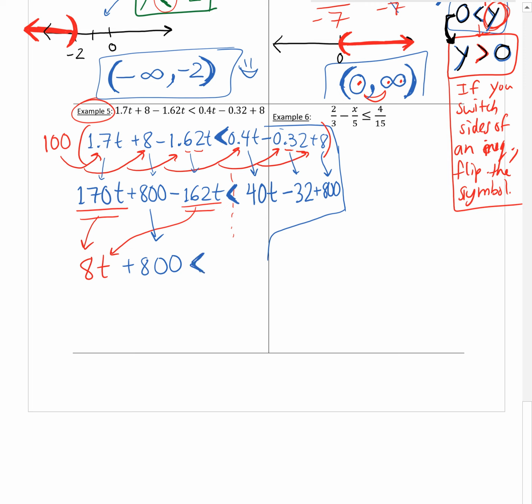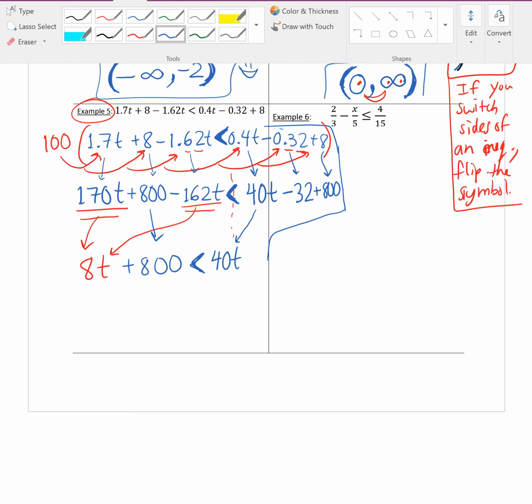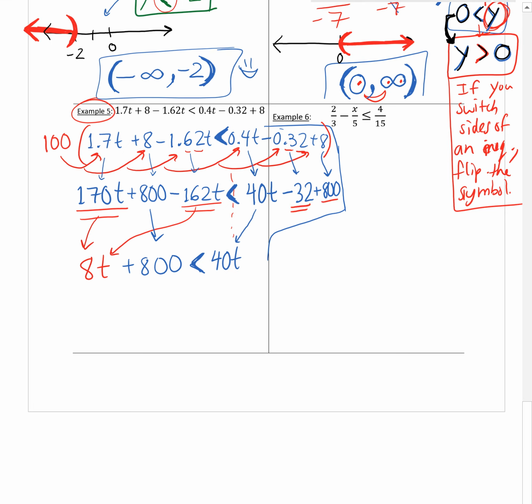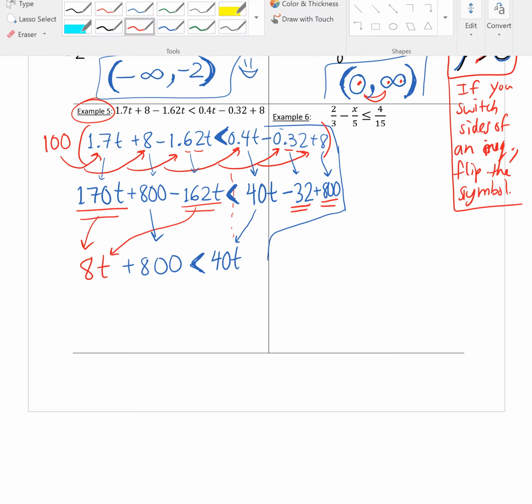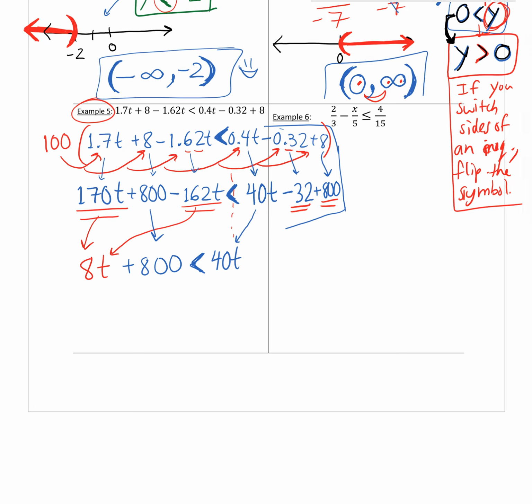And I'm still not flipping the inequality because I never multiplied or divided by a negative. And let's see, on the right side, 40t does not have a like term to combine with. But the other two terms, negative 32 and 800, are like terms. If I combine those guys, I'm going to get 768. Let's see, is that true? Yeah, okay. Looking good. Again, I'm not really enjoying these big numbers very much.